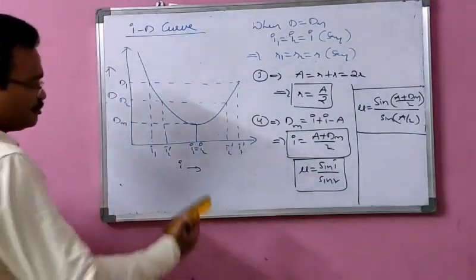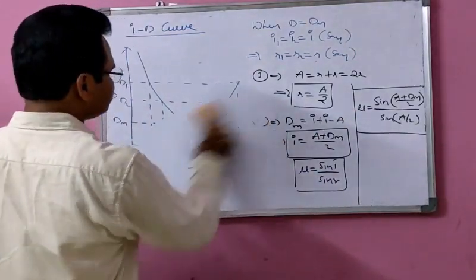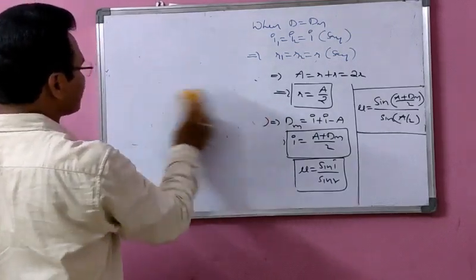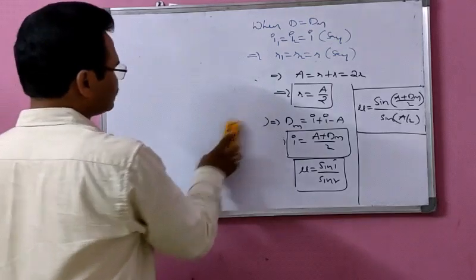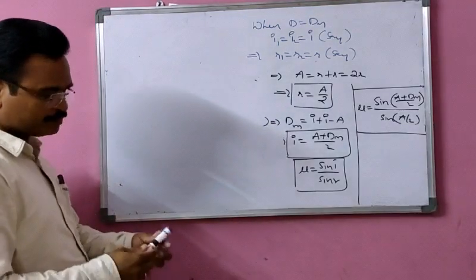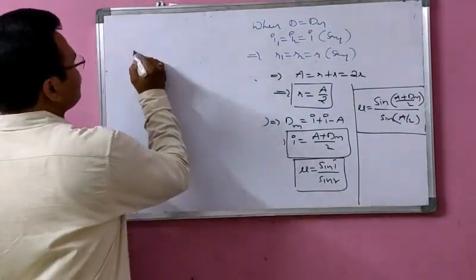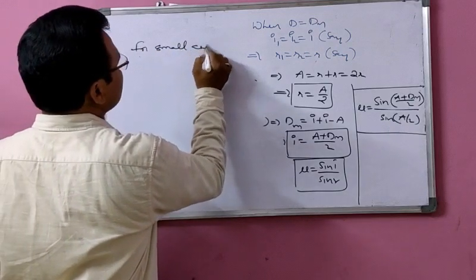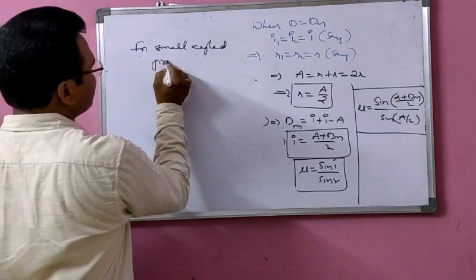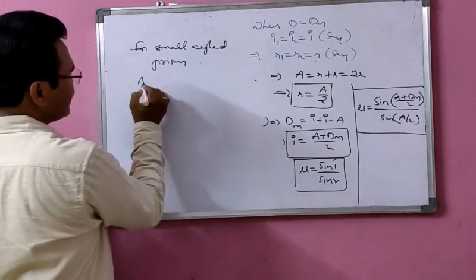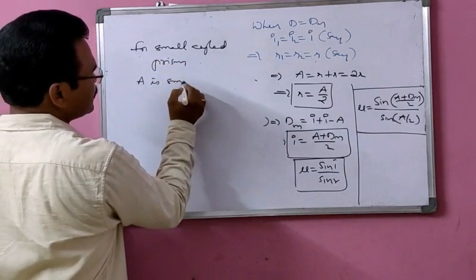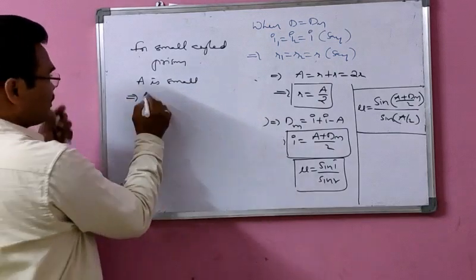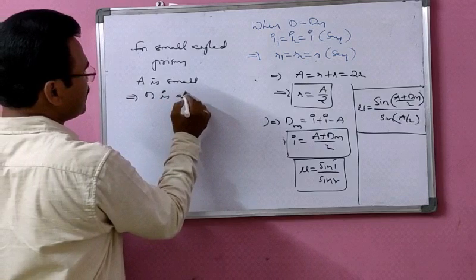Just now I told you, for small angled prisms, A is small, which implies, replacing D by DM, D is also small.